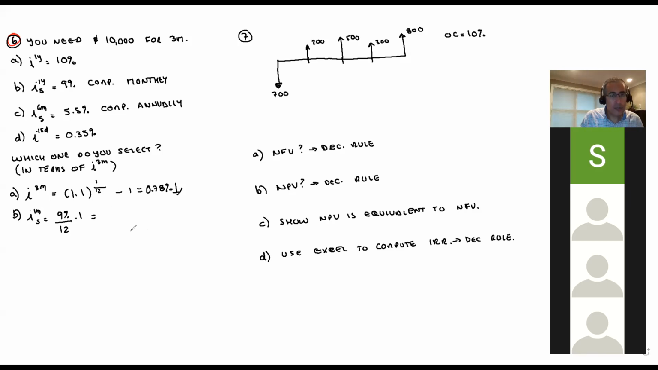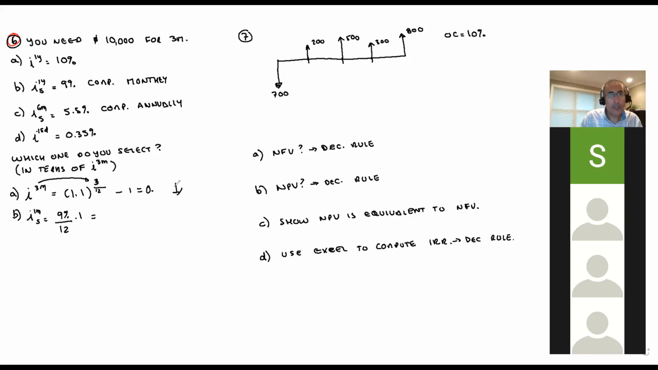Prof, just one question. Number A, why is it 1.1 to the 1 over 12? Isn't it 3 over 12? Completely right, because we want 3 months. It's 3 over 12. So what do we get here? Can you please check this? Just be sure it's 3 over 12. The other one is going to be 9 divided by 12, basically.